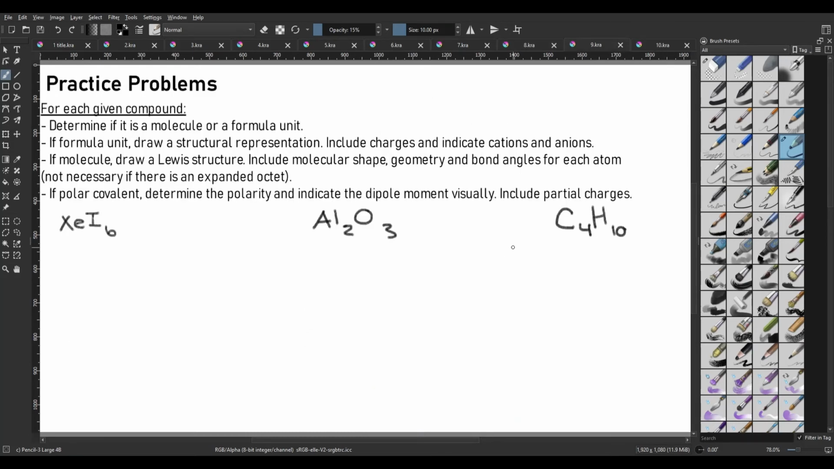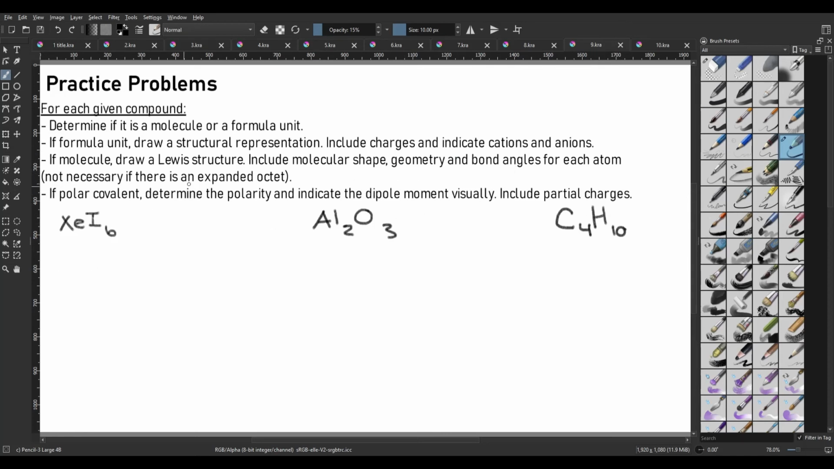Alright, so we've reached our second to last slide. Now we're going to start our review with 3 practice problems, just to make sure we understand and go over the material that we talked about today. So the directions read, for each given compound, determine if it's a molecule or a formula unit. If it's a formula unit, you're going to draw a structural representation, including charges and indications of cations and anions. If it's a molecule, you're going to draw a Lewis structure.